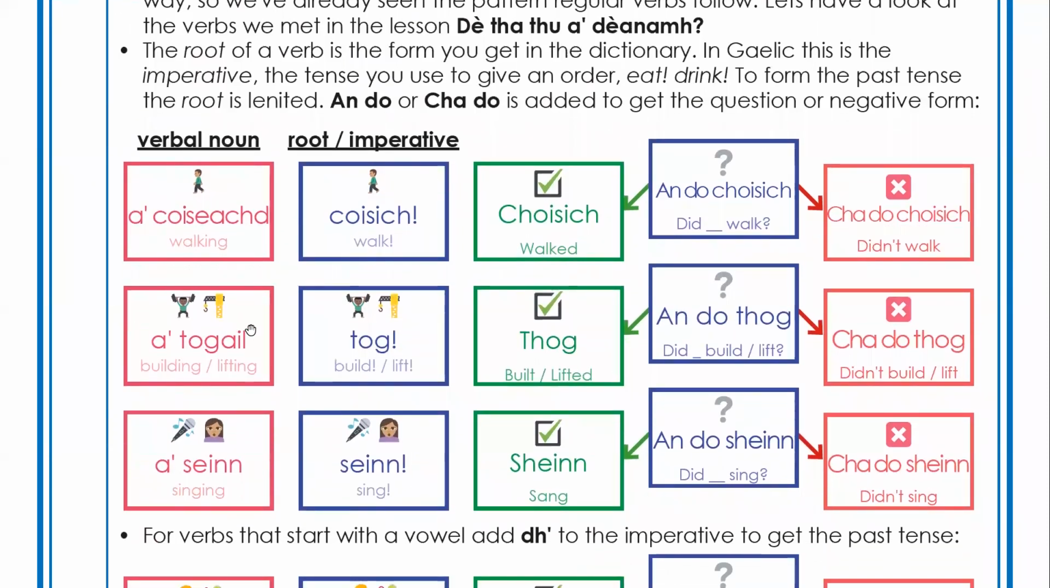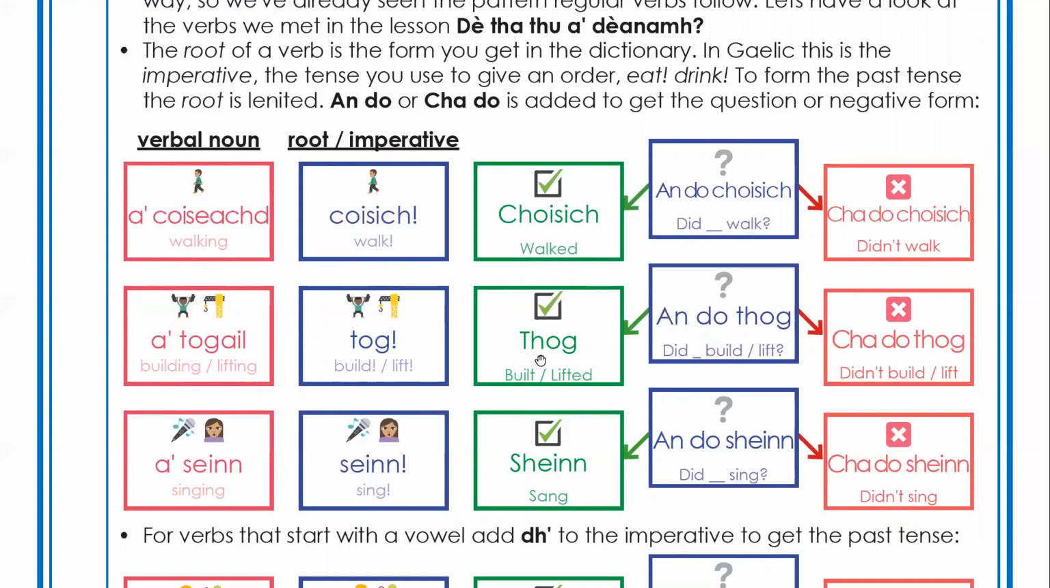So a' togail, building or lifting. Tha mi a' togail taighe, I am building a house. Tog, lift it. Tog sin, lift that. So the order, tog. Again, past tense, to go from build as an order to built, we just lenite this.